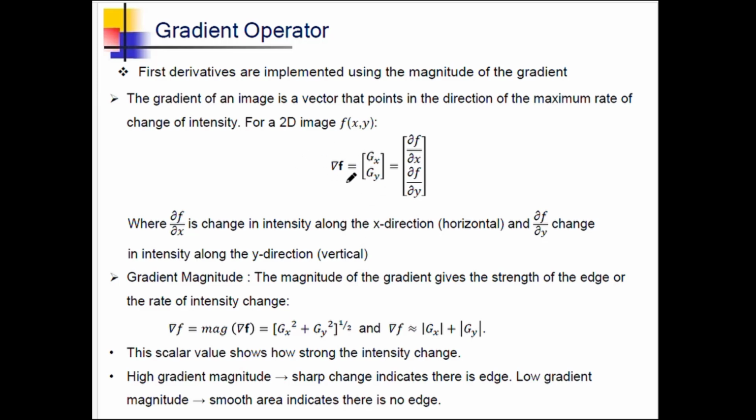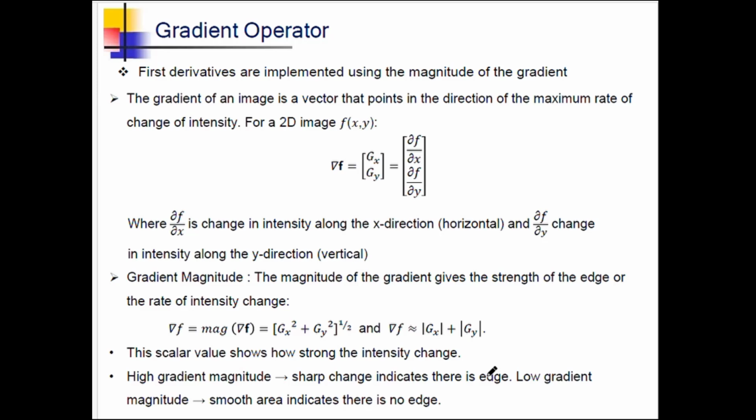The magnitude of the gradient is the magnitude of del f, which is gx square plus gy square whole power 1 by 2, meaning root of gx square plus gy square, or approximately you can take it as mod gx plus mod gy. This scalar magnitude value shows how strong the intensity change is. Suppose you apply this gradient on a group of pixels in a region, some 3 by 3 or 5 by 5 neighborhood. If the gradient magnitude value is high, you can say there exists some edge.